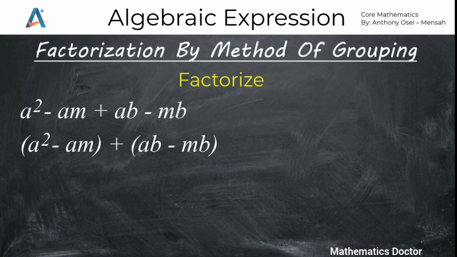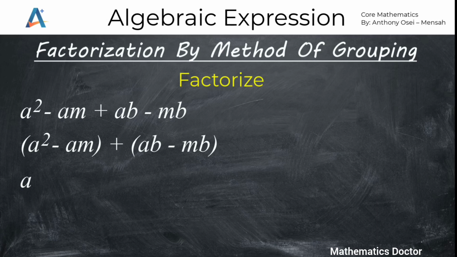Now, I have clearly grouped them into two because we have four terms. So the best I can do is to group them into two. Now let's go ahead and factorize by their common factor. Checking the first group, a squared minus am, a is a common factor. So we factorize a out. We open and close the bracket.